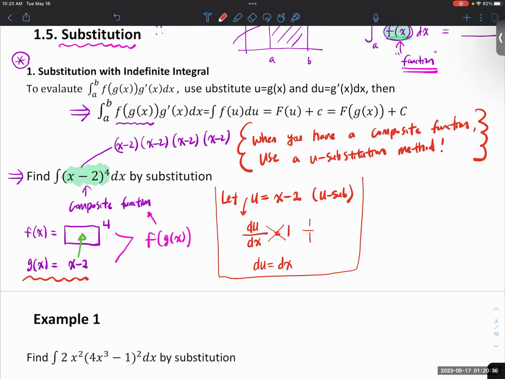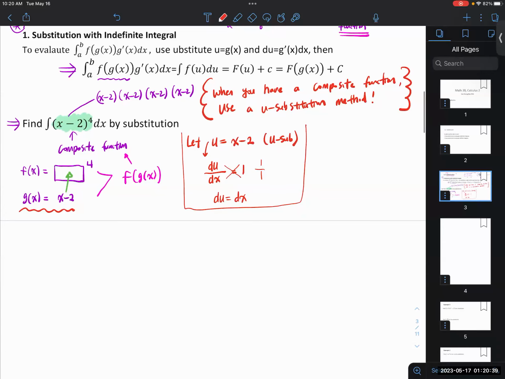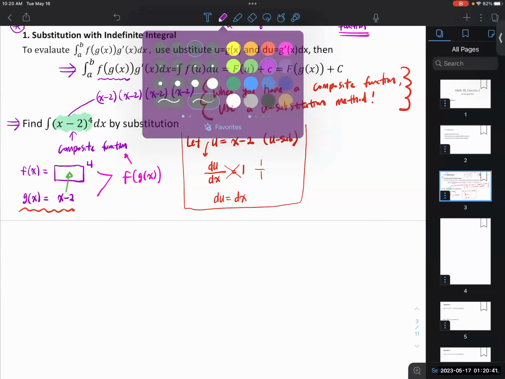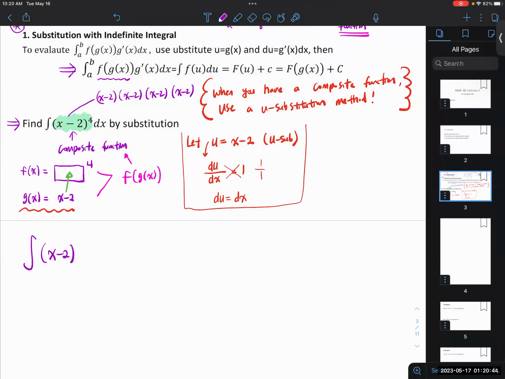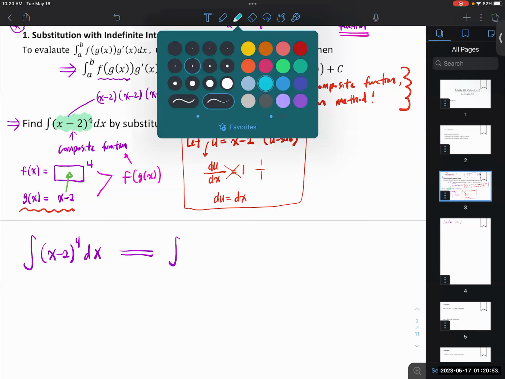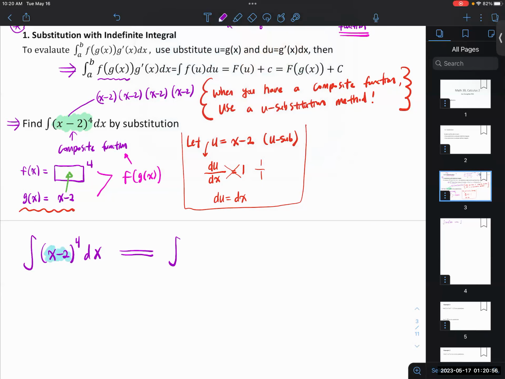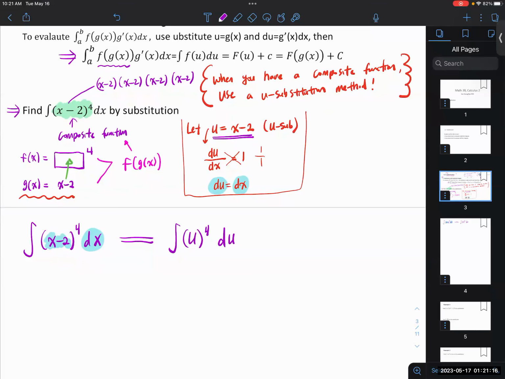And then let me just make a little bit of space. So then I'm gonna go back to the same color. So we have (x minus 2) to the 4 dx. And then what happened? I just told you the x minus 2, that's my sub function, the g function. That is u, right? So the u to the 4. And dx, we just proved that it's the same as du. So everything is changed from x into the u variable. So that's how you are going to simplify.